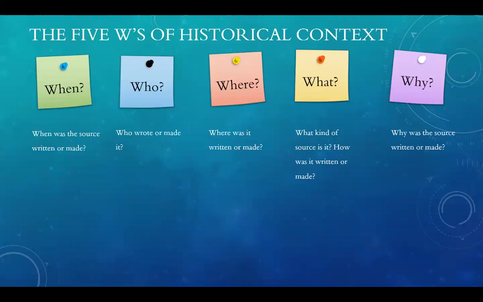5 more W's. Look at sources. When we look at our sources of the past, let's apply the 5 W's to those sources. When was the source written or made? Who wrote or made it? Where was it written or made? What kind of source is it? How was it written or made? Finally, why was the source written or made?